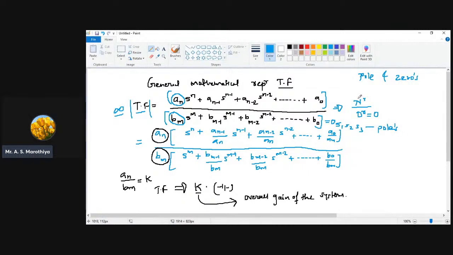In the same way, suppose you are interested to find out the zeros of the system. So zeros are nothing but those complex frequencies where the magnitude of transfer function is going to be what? 0.